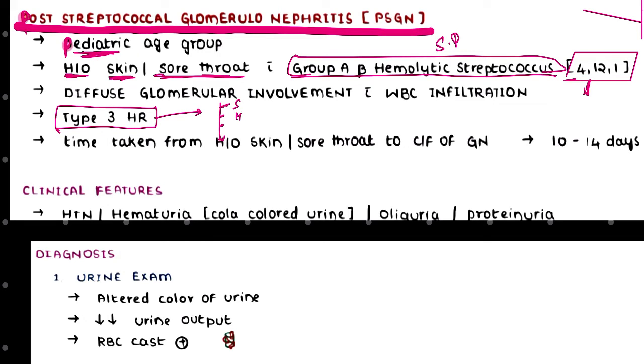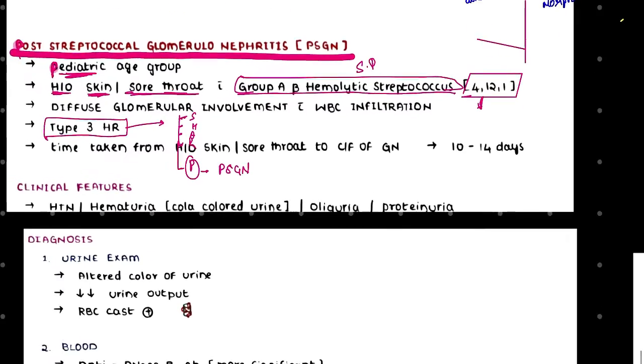So if you recall the other examples of type 3 hypersensitivity reaction, we memorized them as SHARP, right. From this P, we studied post-streptococcal glomerulonephritis, right. And this S was SLE, serum sickness. This H was Henoch-Schonlein purpura, right? And this A was Arthus reaction. This R was reactive arthritis, right? And these were type 3 reactions.